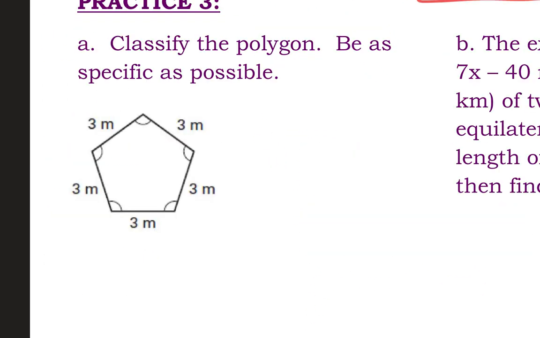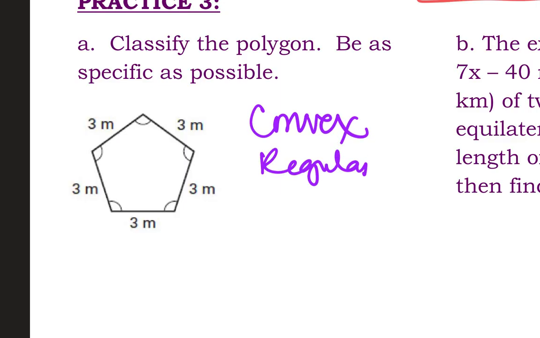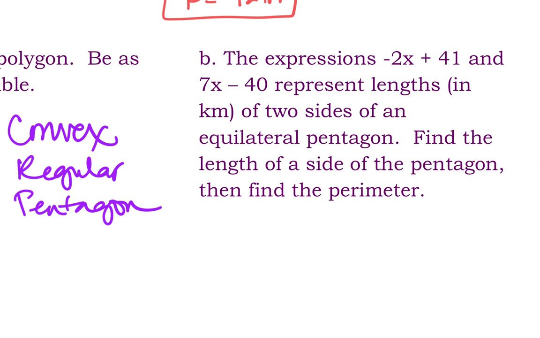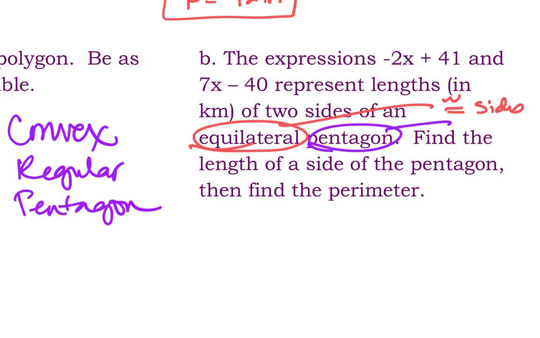The first one. A convex, regular what? Pentagon, thank you. All right, Aiden, what did you do on that next one? So this is a good example of what it's going to look like. It says that we have an equilateral pentagon. So equilateral means congruent sides. You have to know what a pentagon is, and a lot of us do, right? How many sides does the pentagon have?